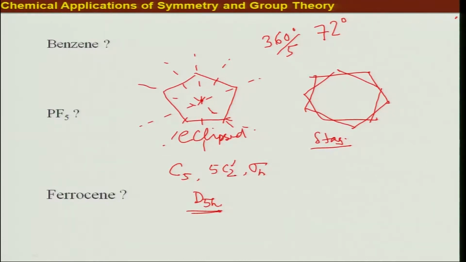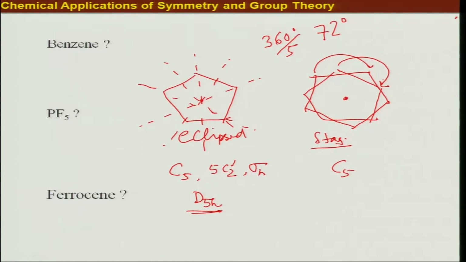Now, what about the staggered conformation? Okay. Here, what do I have? Do I still have C5? The answer is yes, I have C5. You can figure this one out, because this one will move here, similarly this one will move here, right. So, I will not find any distinguishable change there. So, C5 still exists in this staggered conformation.